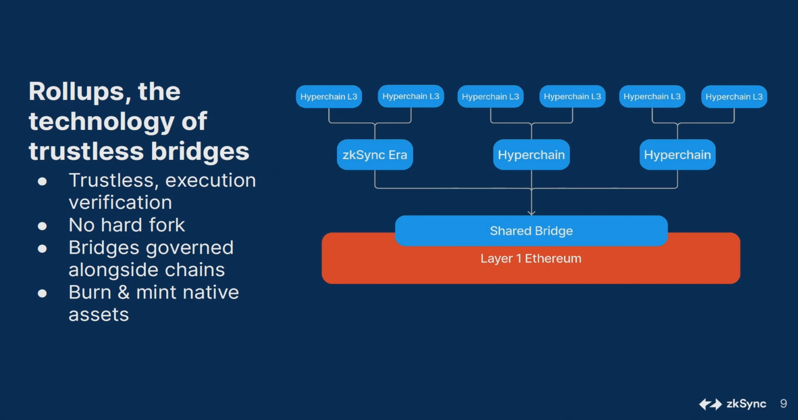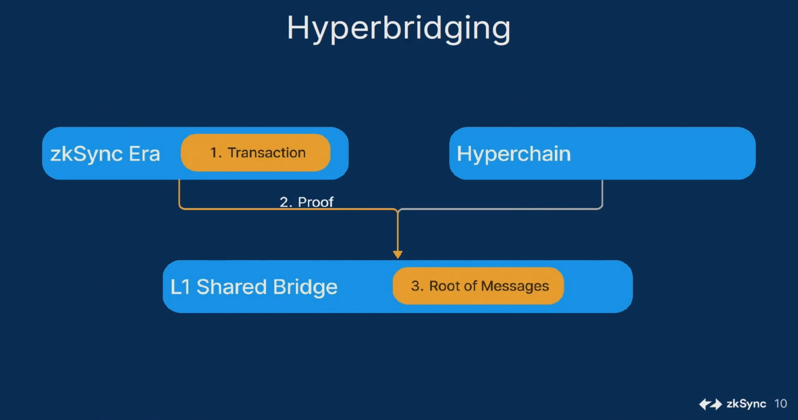Hyperbridges connect the different hyperchains. So how do hyperbridges work? And this is where it starts to get a bit more technical. When you're hyperbridging, there's a sending chain, in this case zkSync Era, there's a destination hyperchain, and there's the layer 1 shared bridge. So you initiate the transaction on the sending chain, you burn the asset that you're sending, and you settle a proof to the shared bridge. This shared bridge hosts a root of all messages. This root of messages commits to all of the transactions that are happening across all of the hyperchains. So this is not an expensive operation for a single transaction.